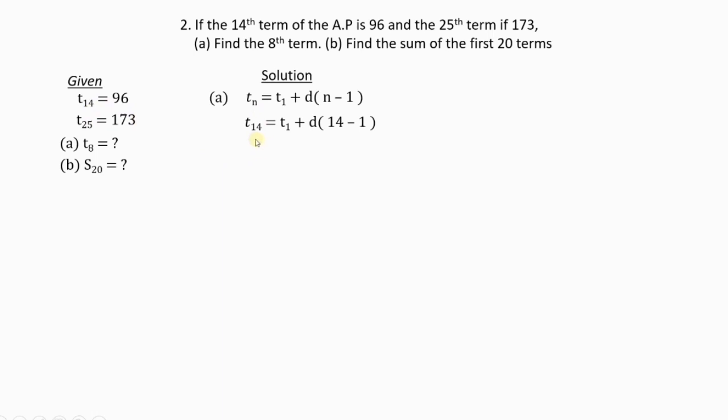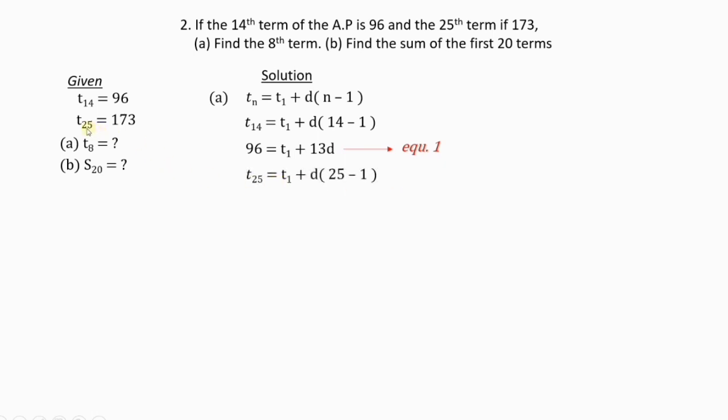Using our T14, we have T14 equals T1, because we do not know T1, plus D, we do not know D, into 14 minus 1. 14 is from the 14th term. Then we have T14, which is 96, equals T1 plus 13D. 14 minus 1 is 13. 13 times D is 13D. This is our equation 1.